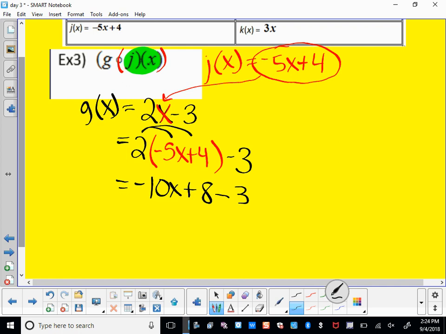Do I have any like terms here? Well, 10x is by itself. I can't combine that with anything. What about 8 and negative 3? So 8 minus 3 is positive 5.